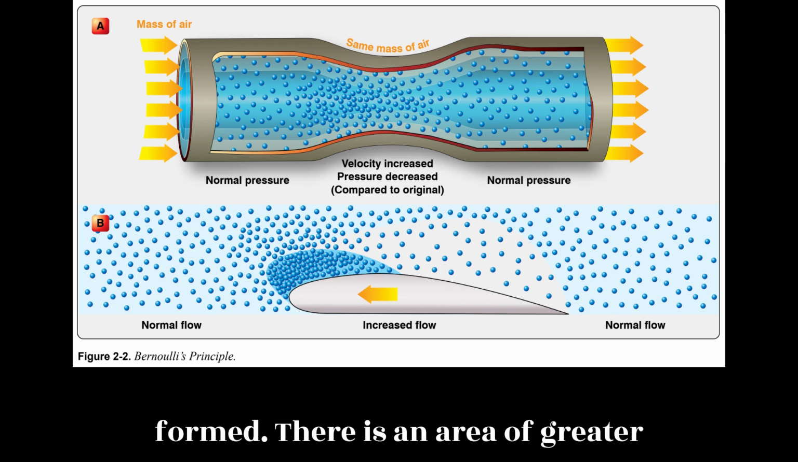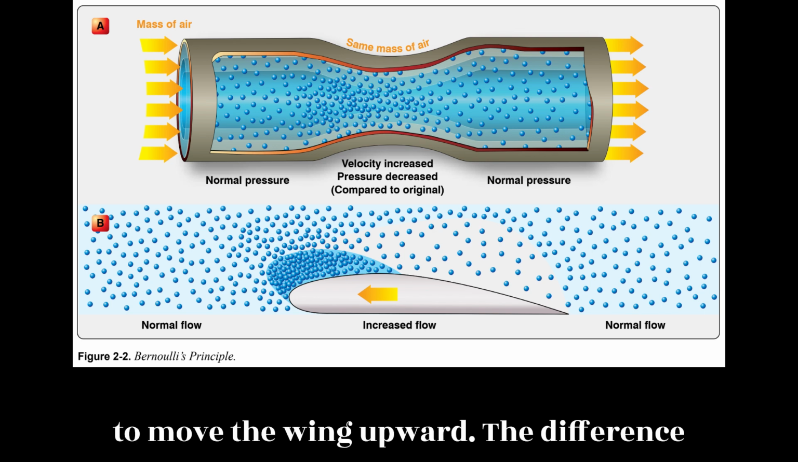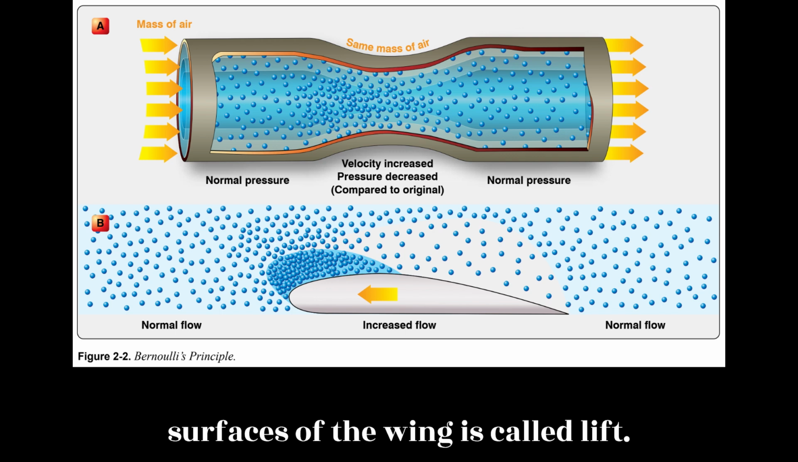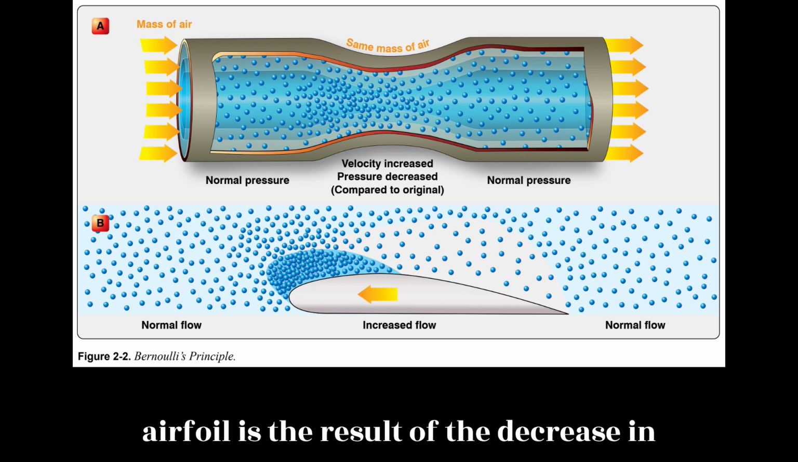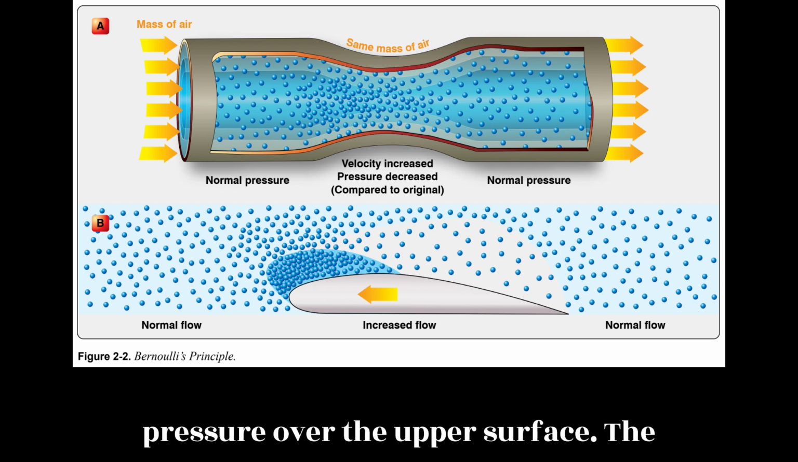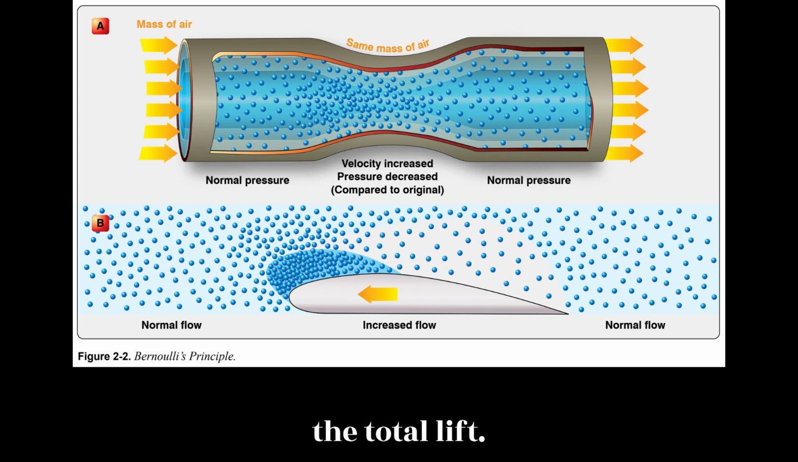There is an area of greater pressure on the lower surface of the airfoil, and this greater pressure tends to move the wing upward. The difference in pressure between the upper and lower surfaces of the wing is called lift. Three-fourths of the total lift of an airfoil is the result of the decrease in pressure over the upper surface. The impact of air on the undersurface of an airfoil produces the other one-fourth of the total lift.